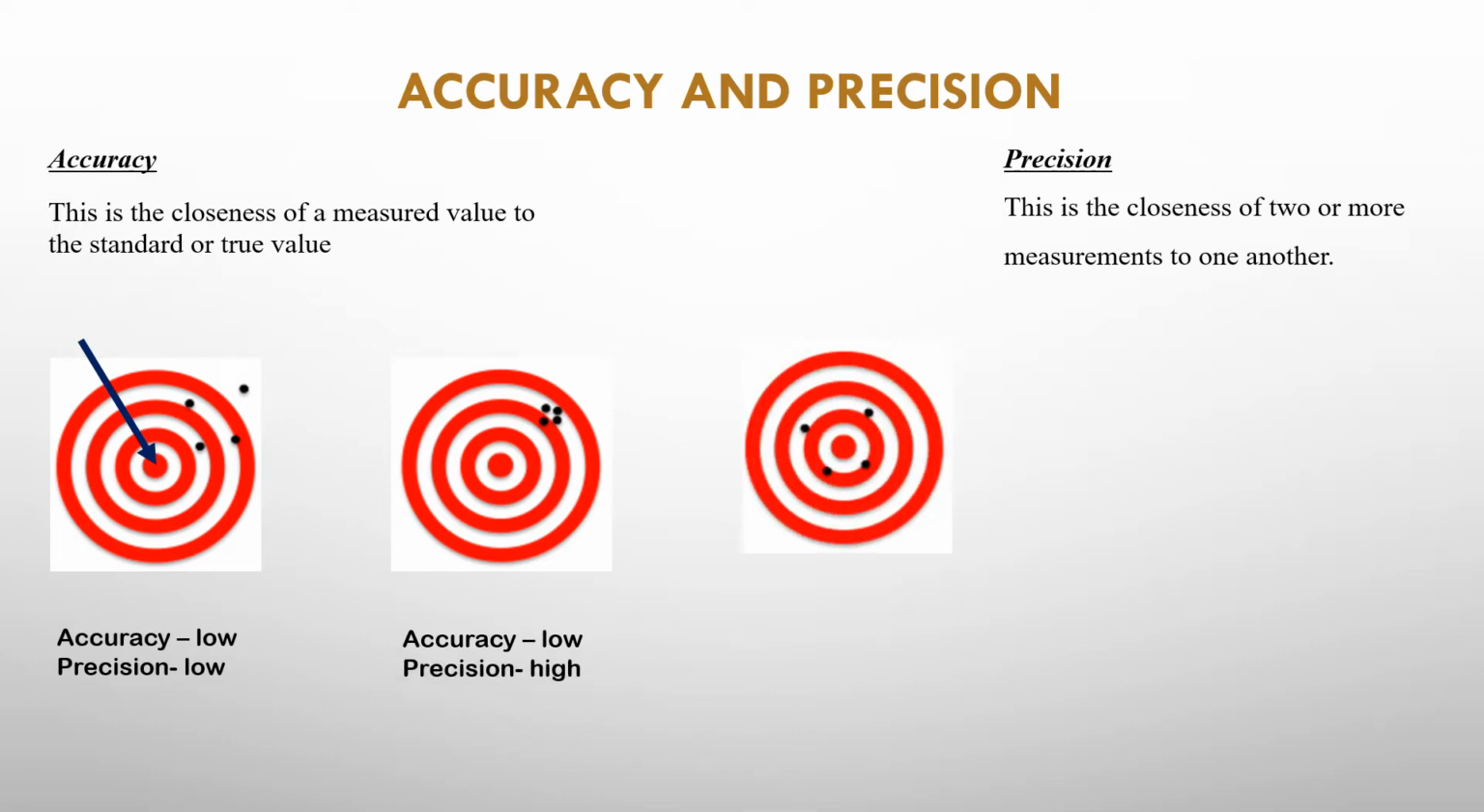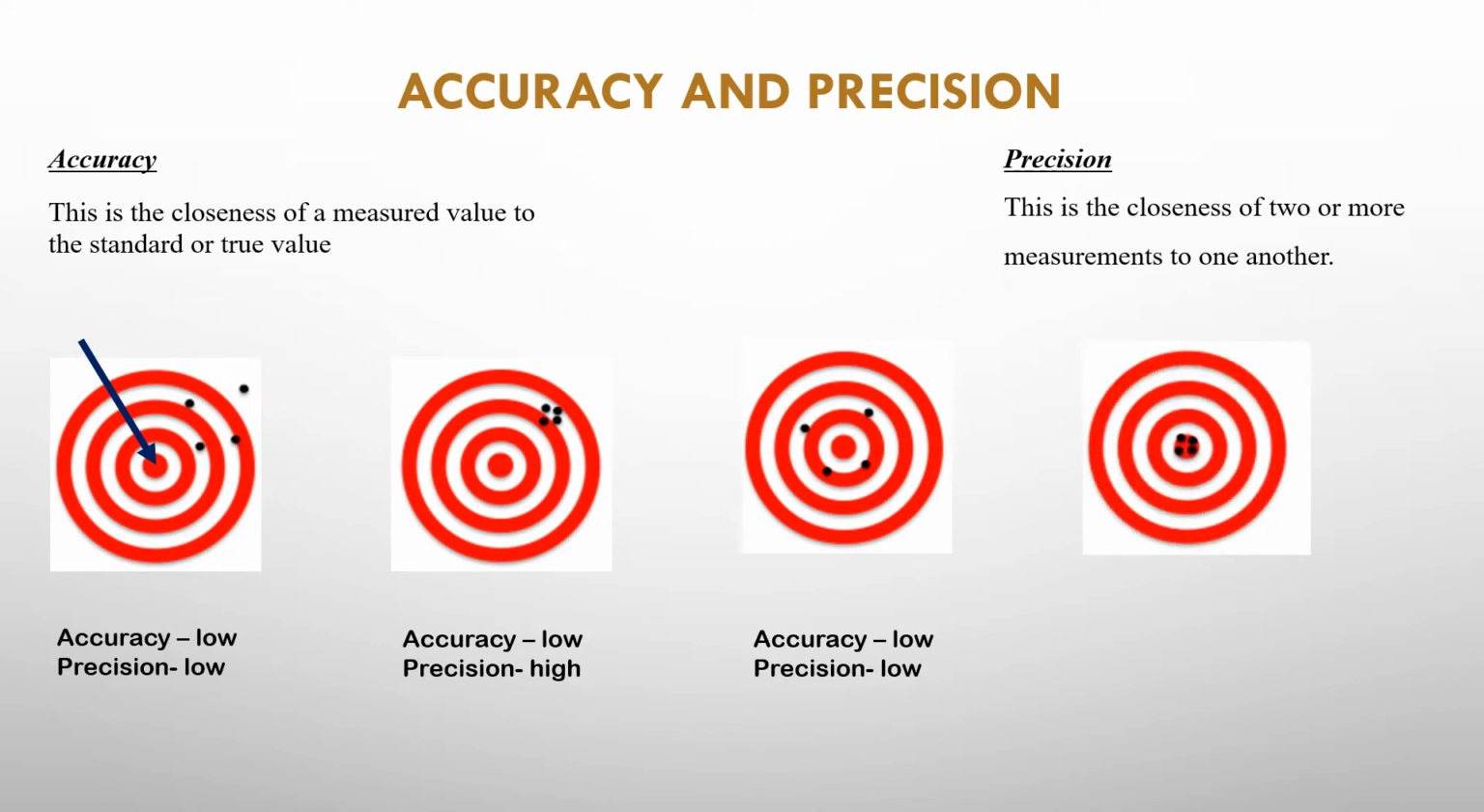In the third example, you can see again that the four darts are away from the true value, so they will have low accuracy, and they are away from each other as well, so it will have low precision. And then finally, if we look at this picture here, it shows that all the four darts are on the bullseye. So we say that they have a high accuracy, and also they are very close to each other. So they have a high precision.